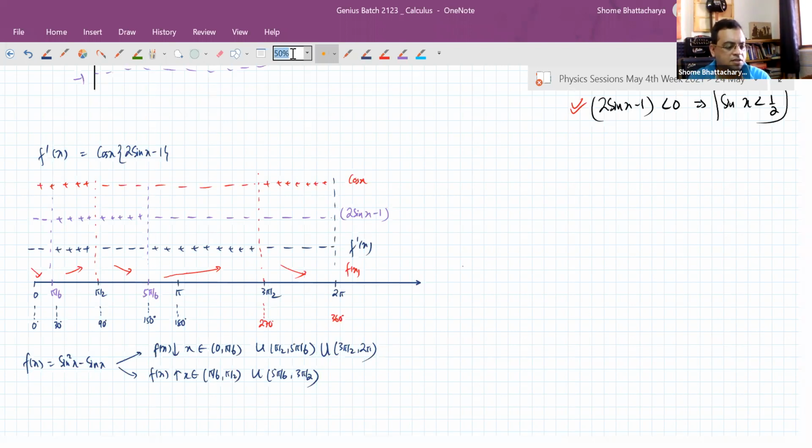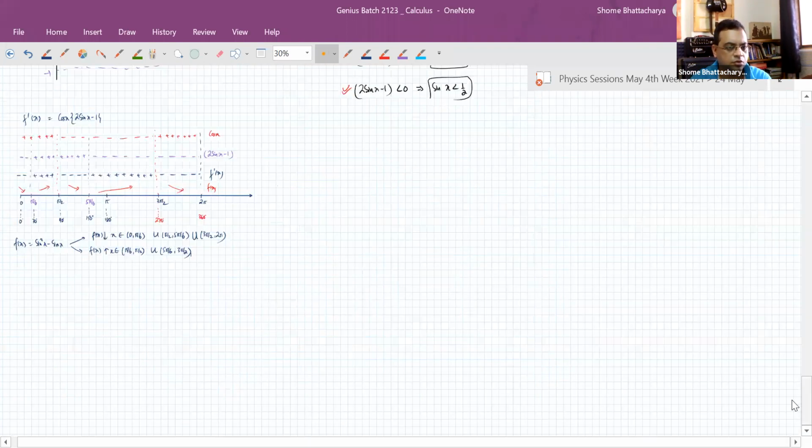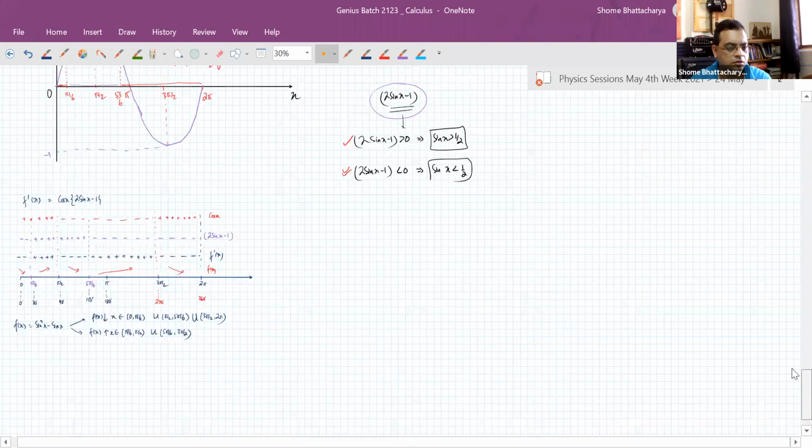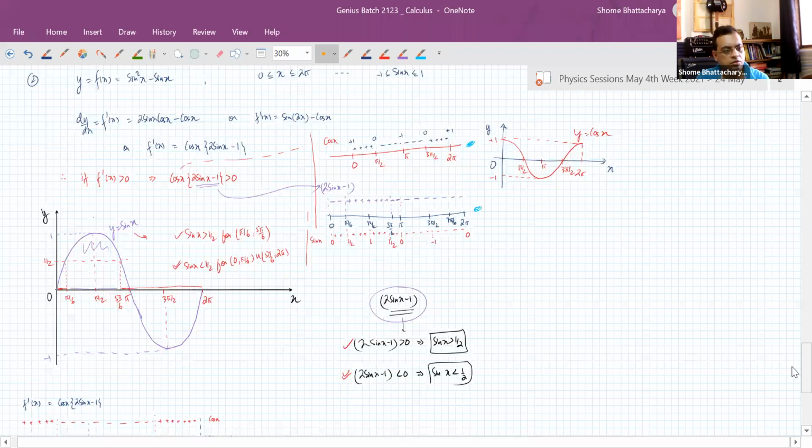So I'll just minimize this a little bit and take you through the steps above once more. From the function, we got the derivative, and we saw that the derivative is the product of two trigonometric terms, cos x and 2 sin x minus 1. By cos x's graph, we directly know.